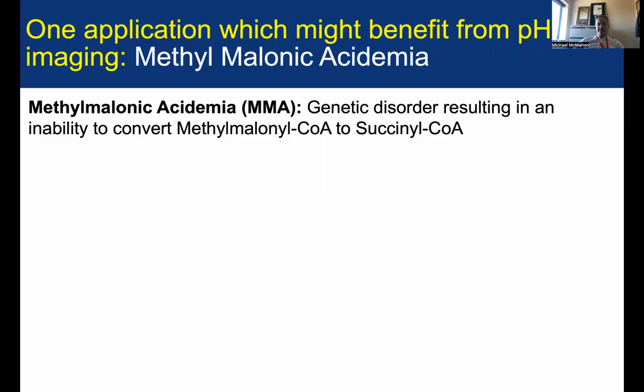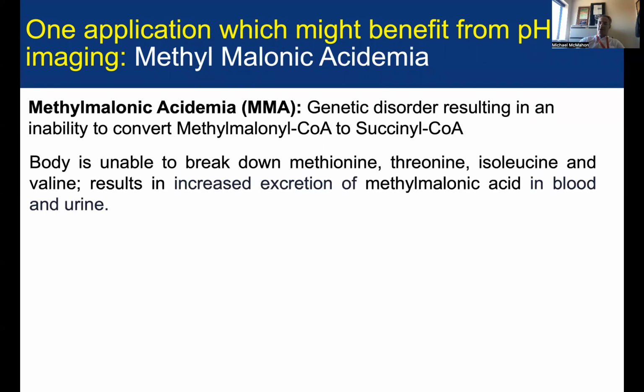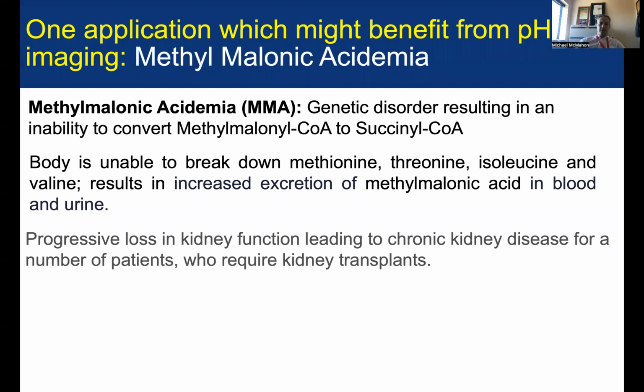Now, we thought of another application which might benefit from pH imaging, and that is patients with methylmalonic acidemia. So patients with this genetic disorder are unable to convert methylmalonyl-CoA to succinyl-CoA, i.e. the body is unable to break down a variety of different amino acids, and this leads to an increased excretion of organic acid, methylmalonic acid, in the blood and urine.